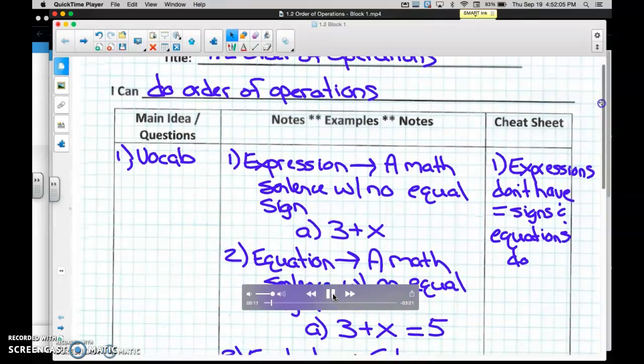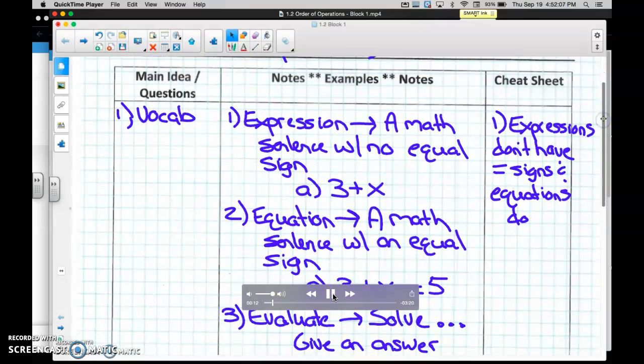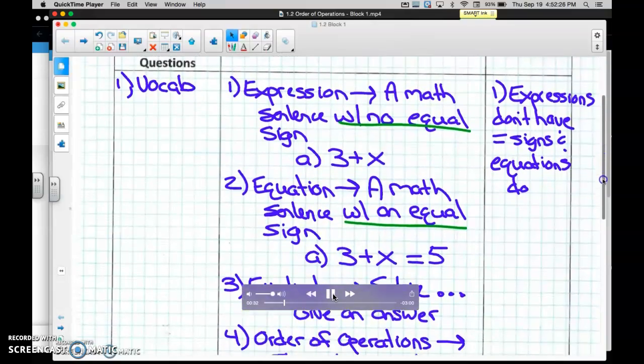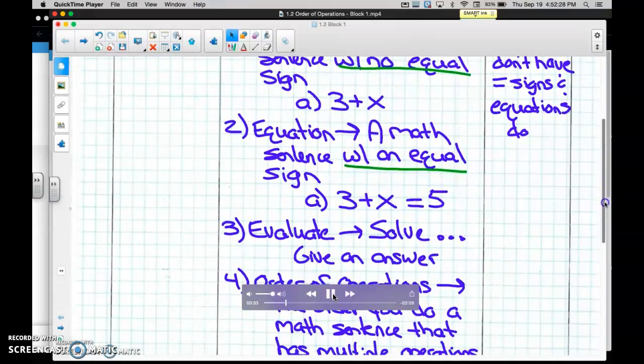Can somebody raise your hand and tell me the difference between an expression and an equation? Go ahead, Catherine. An equation has an equal sign, and an expression has no equal sign, right? Excellent. And then Searing, I think you were the one who gave us this yesterday. What does evaluate mean? Solve.